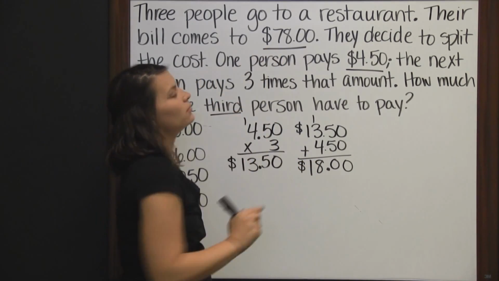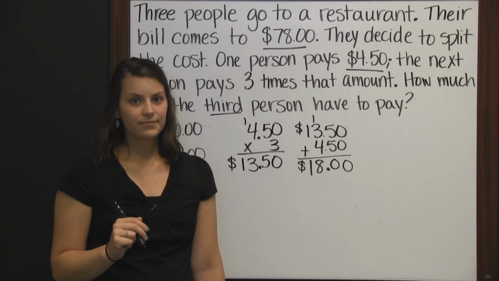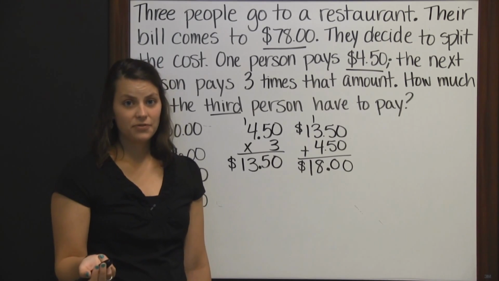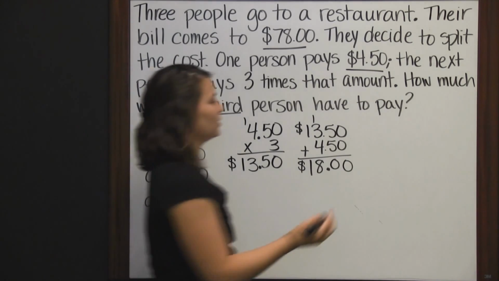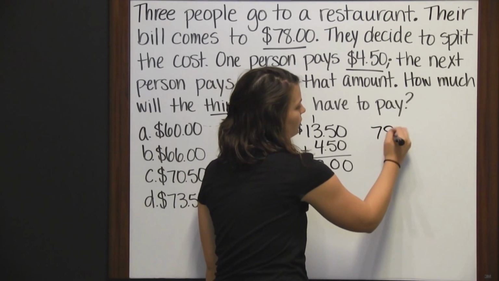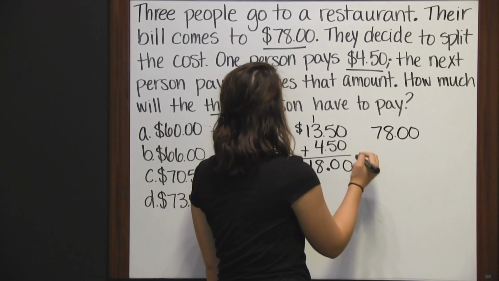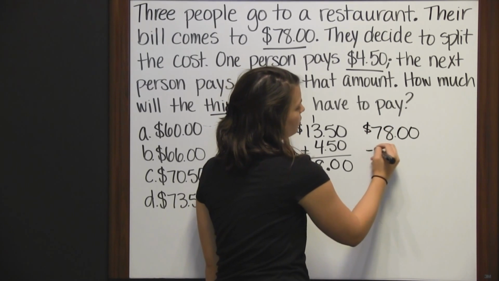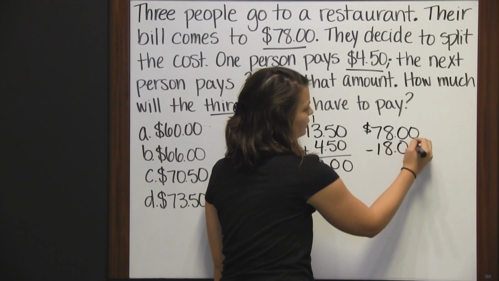And the total bill was $78. So how much was left for the third person? Well, we just need to take the total, $78, and subtract how much was paid by the first 2 people.